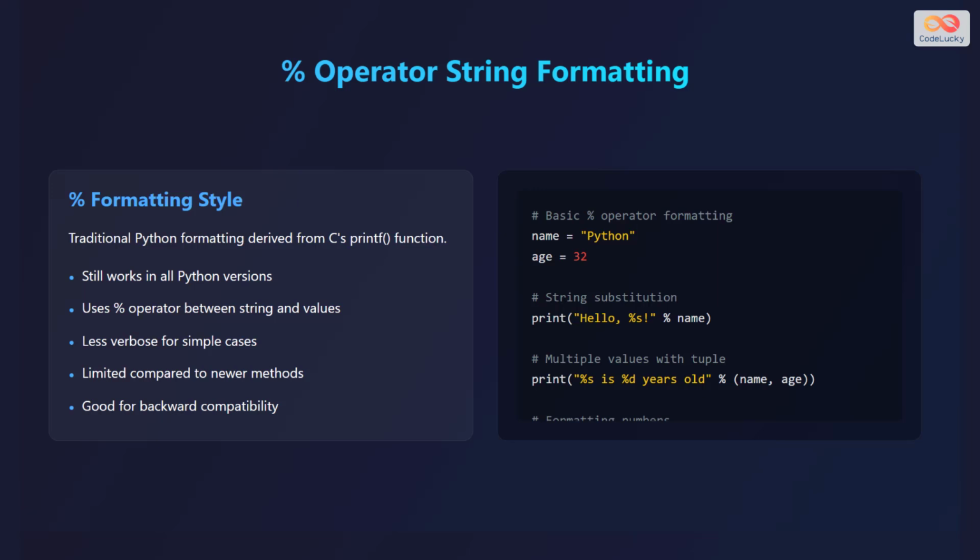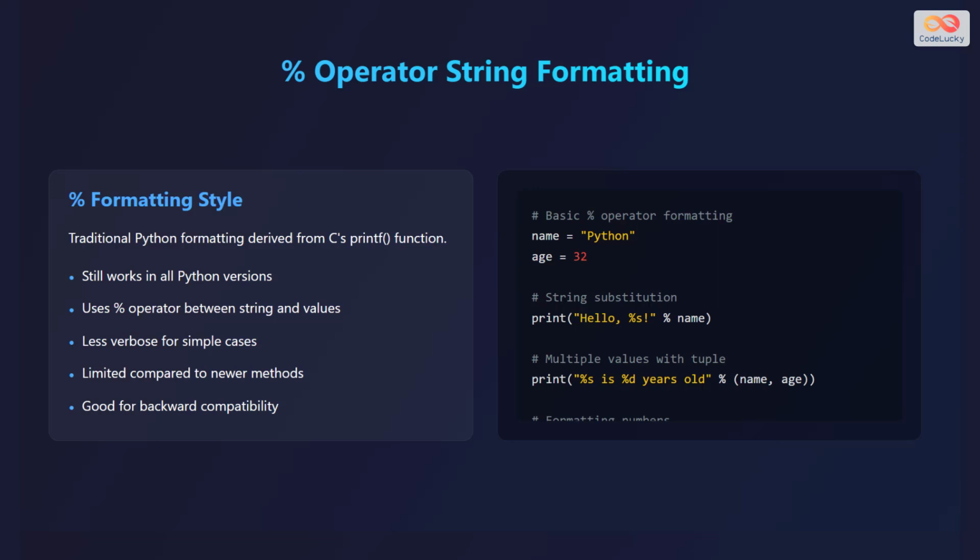Here are the key points. The percent operator is a traditional formatting style. It remains compatible with all Python versions. It is generally less verbose for simple formatting tasks. However, it offers limited functionality compared to more modern methods. It is particularly useful for maintaining backward compatibility with older code.